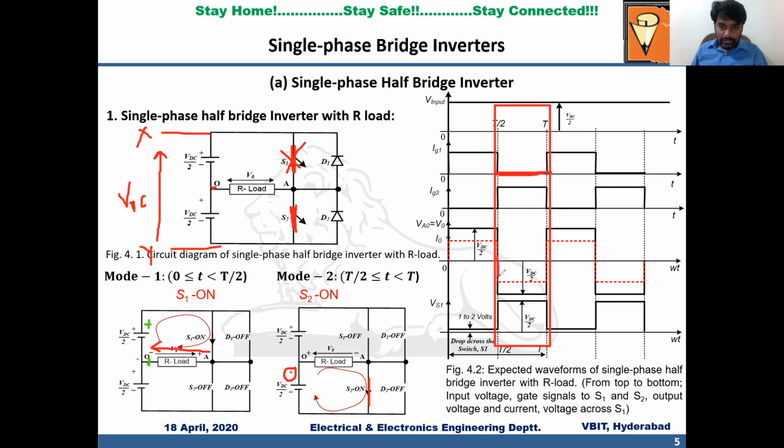So you can say the voltage across the load is again minus VDC by 2. And since the load is a resistive load, the current and the voltage will be in phase. So you can see the current waveform with the dotted red mark here. And the current you can write as output voltage, which is minus VDC by 2, divided by R. And switch S1 is in off condition. So even if you measure the voltage across switch S1, it is equal to VDC by 2. So you can see the voltage across the thyristor switch S1 is positive VDC by 2.